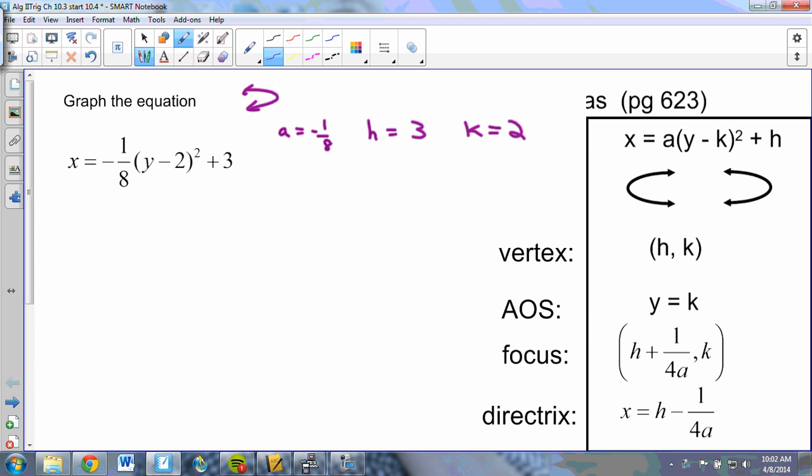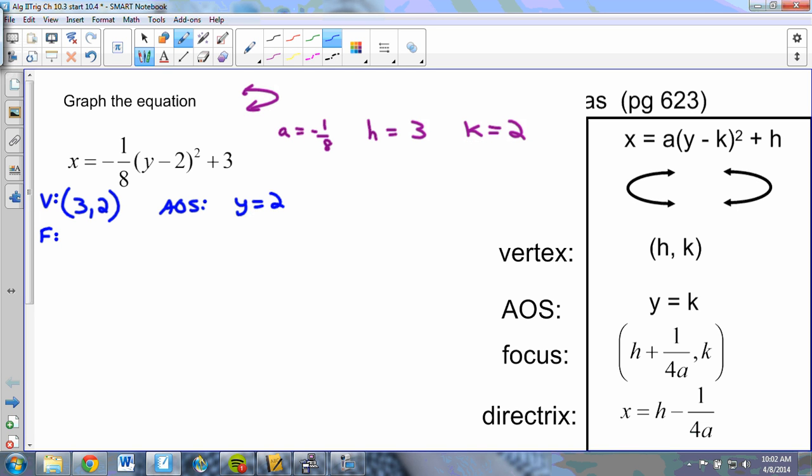So now that I have a, h, and k, I can find a vertex, an AOS, a focus, and a directrix. My vertex is the point (h, k), which is the point (3, 2). My AOS is also pretty easy. It's going to be the line y equals k, which is going to be y equals 2. The focus takes some calculating.